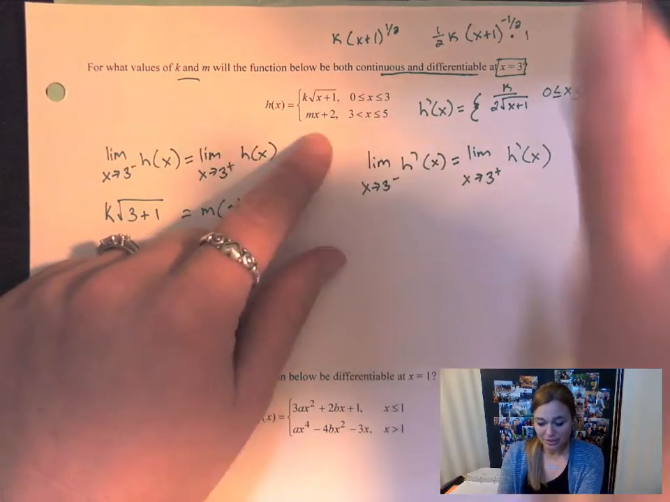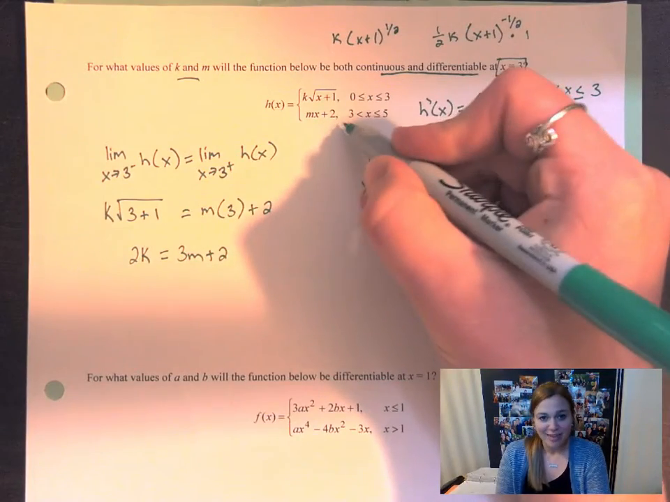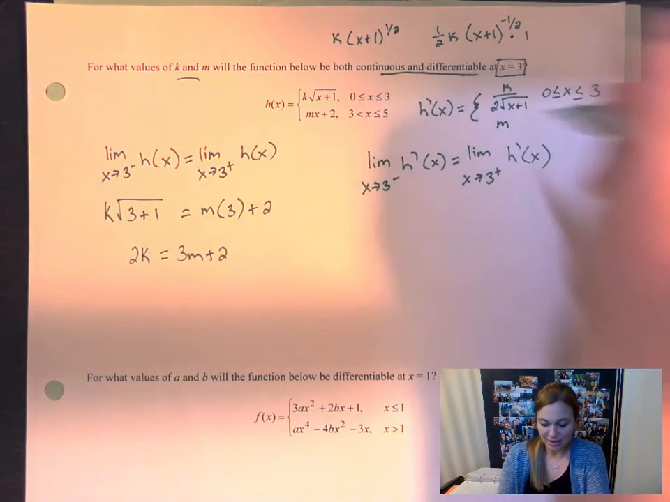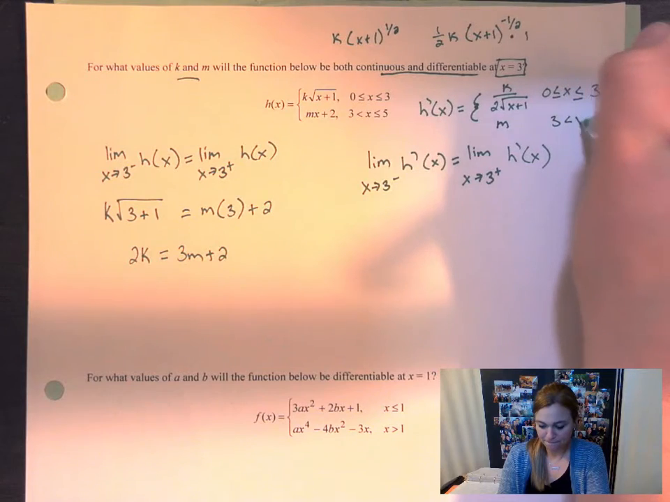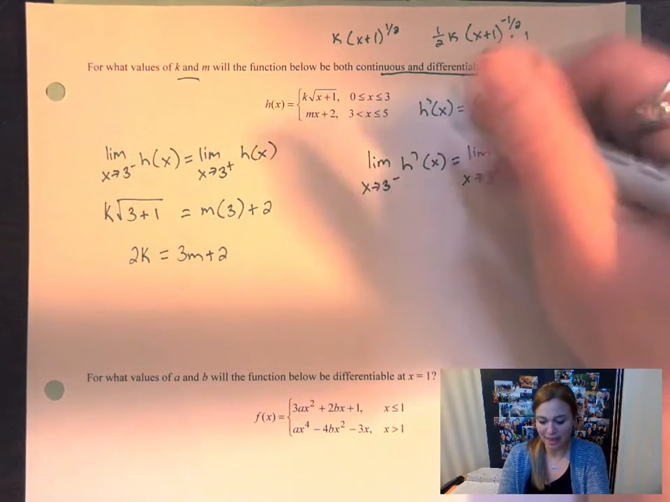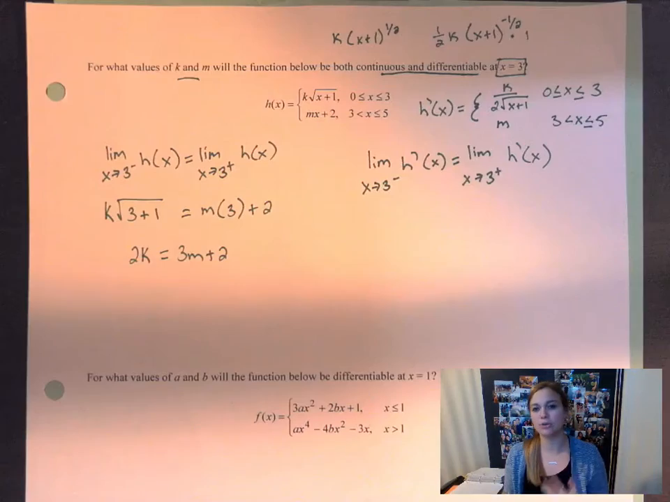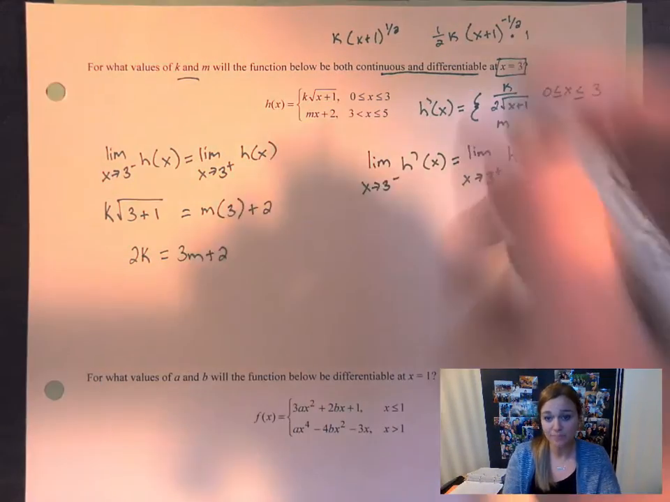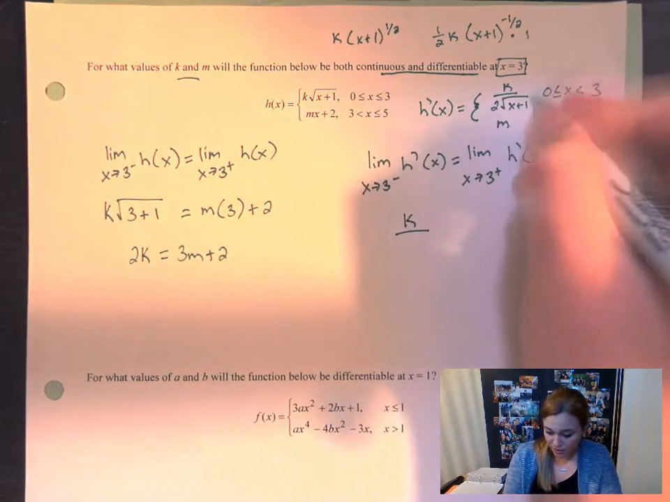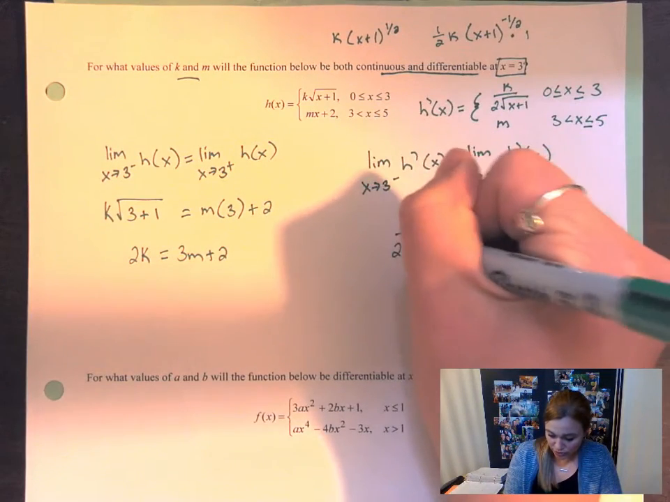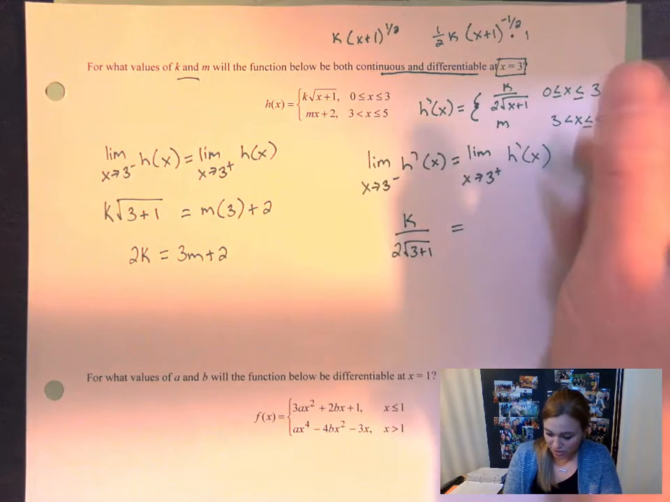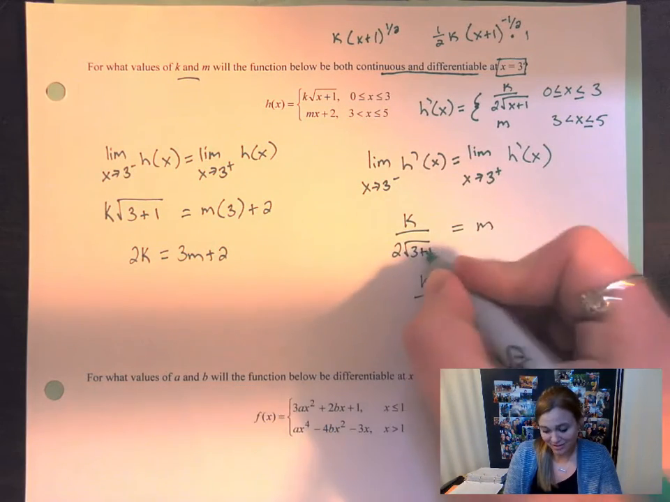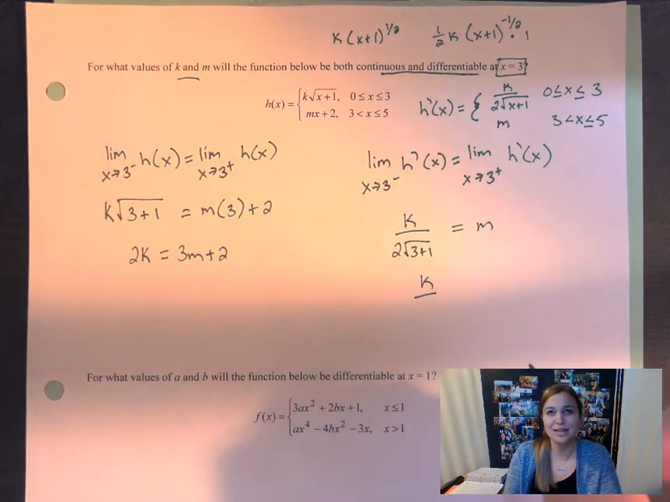And then mx plus 2. The derivative of mx plus 2, really, this looks like mx plus b. The slope is just m, because again, m and k in this case are just numbers. They are just coefficients, so we're treating them like that. So now when I say the limit from the left and the right, I can say k over 2 square root of 3 plus 1 equals h prime, which is m. I would get k over, this would be 2 times 2, which would be 4.